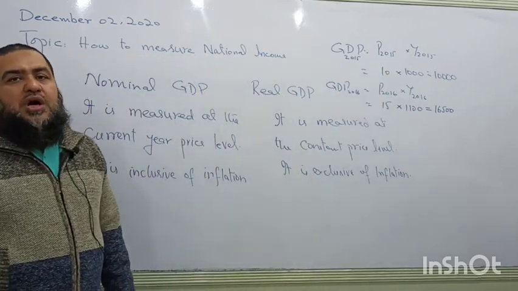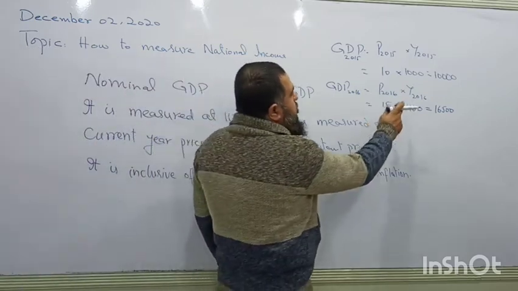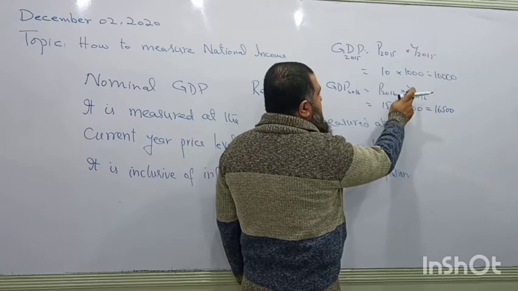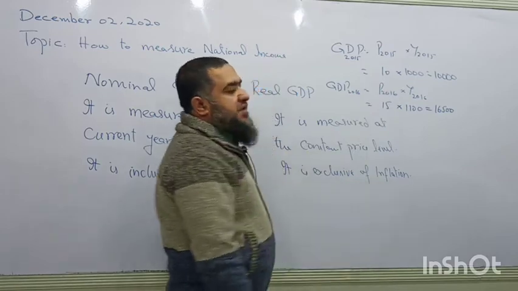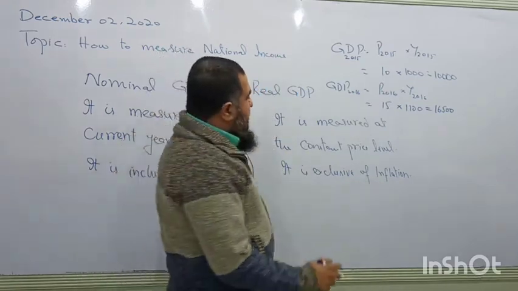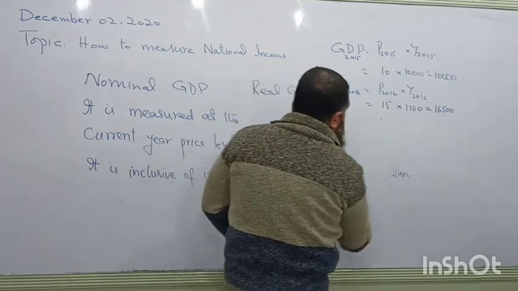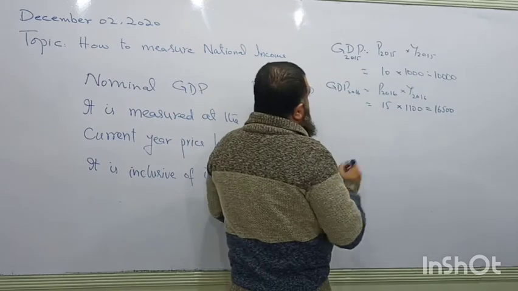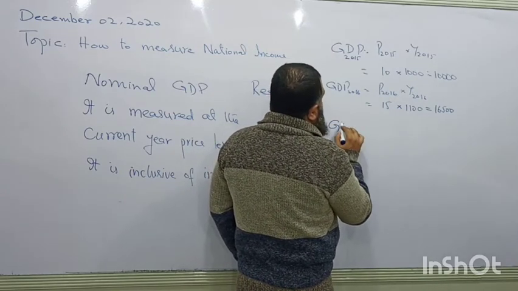So we need to know in real terms what is the value of 2016 GDP, the value of output of year 2016 at the base year prices of 2015. If we take the base year prices over here, now it is the real GDP of 2016.